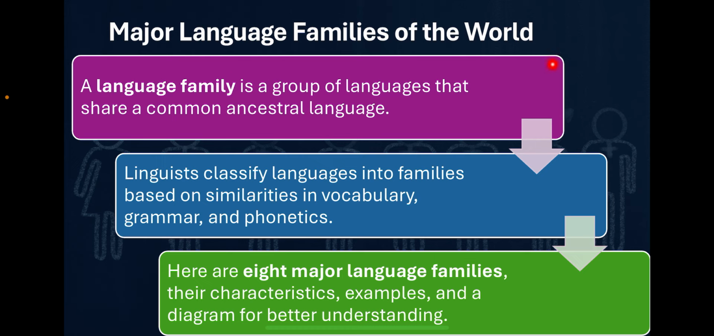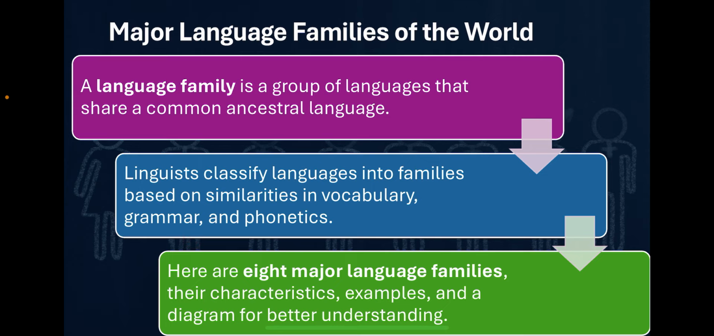Major language families of the world. So, a language family is a group of languages that share a common ancestral language, right? Linguists classify languages into families based on similarity in vocabulary, grammar, and phonetics.